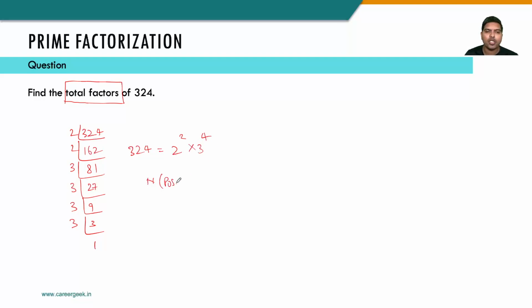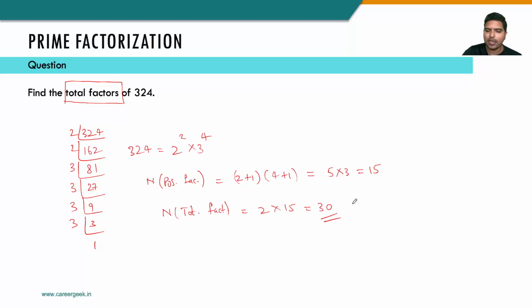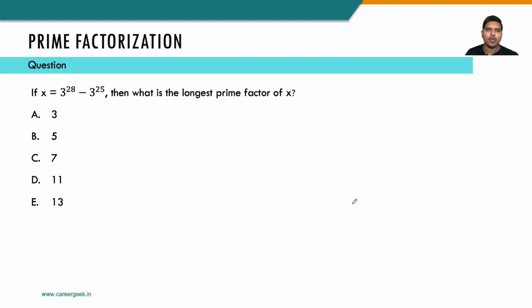So the number of positive factors: we add 1 to both the exponents. 5 into 3, right? Yeah, 15. So the number of total factors is twice of 15, because we have to include the negatives. Straightforward questions. Okay, one last question.